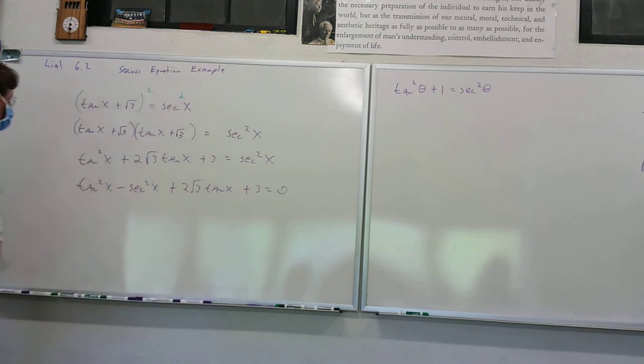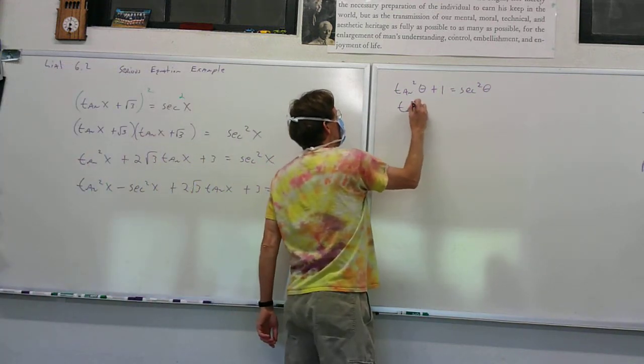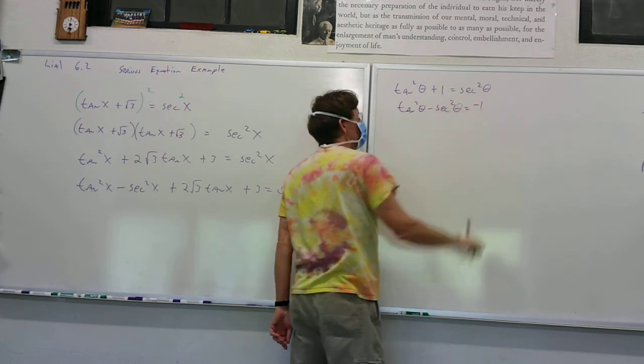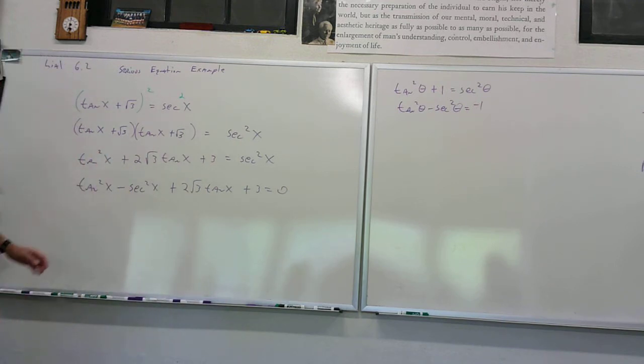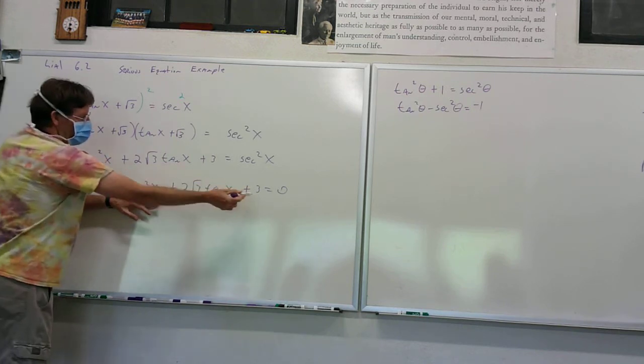Make it equal 0, but notice I didn't put the secant squared on the very end. I put it here in the middle. Because what is tangent squared minus secant squared equal? Look over there. What would tangent squared minus secant squared equal? Is that cool? It's -1, right? So if that equals -1, is everyone okay that I can put that -1 with the 3 over there?